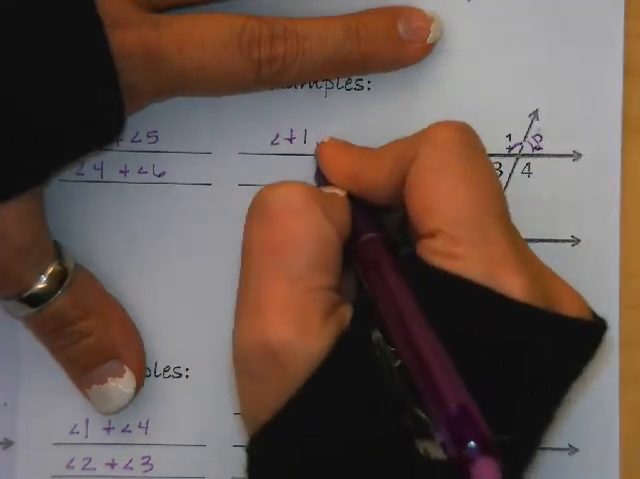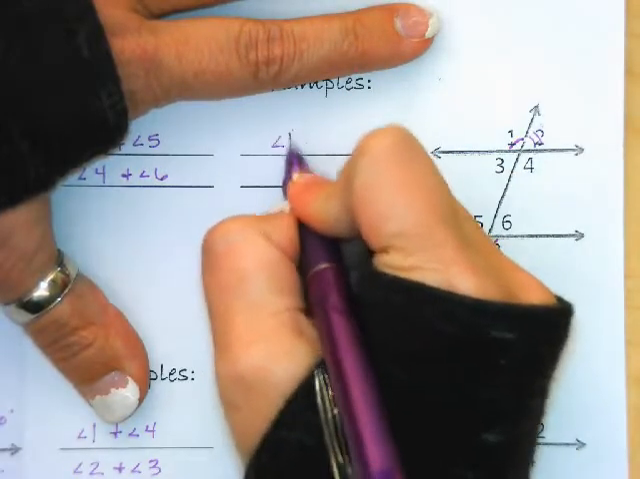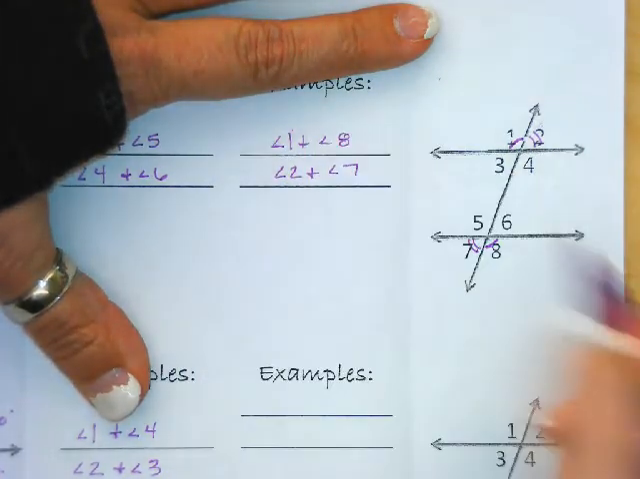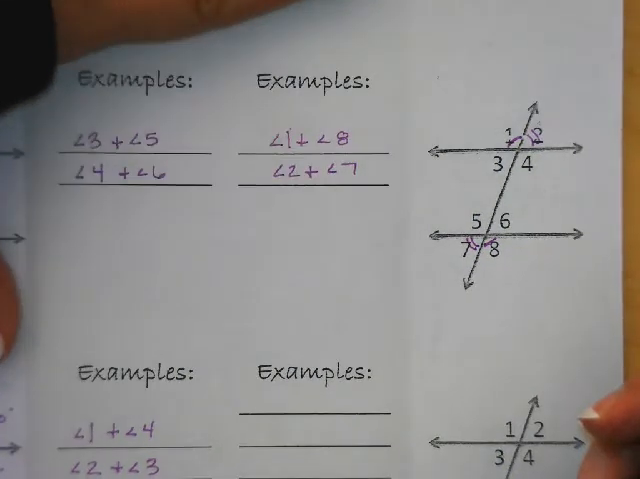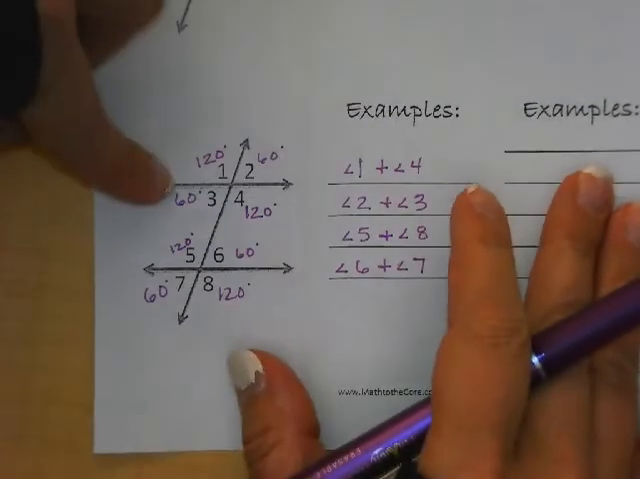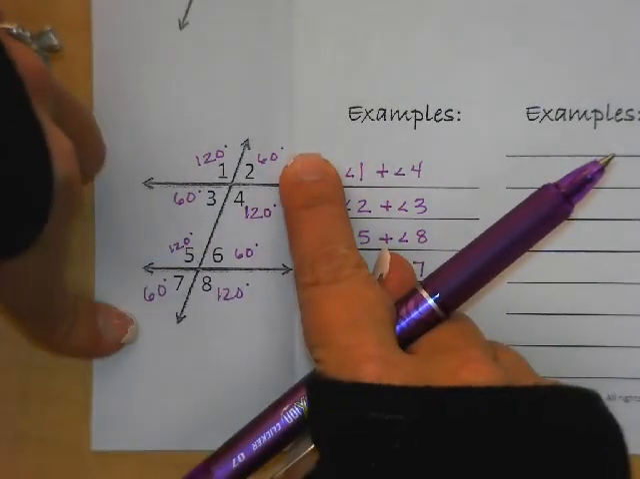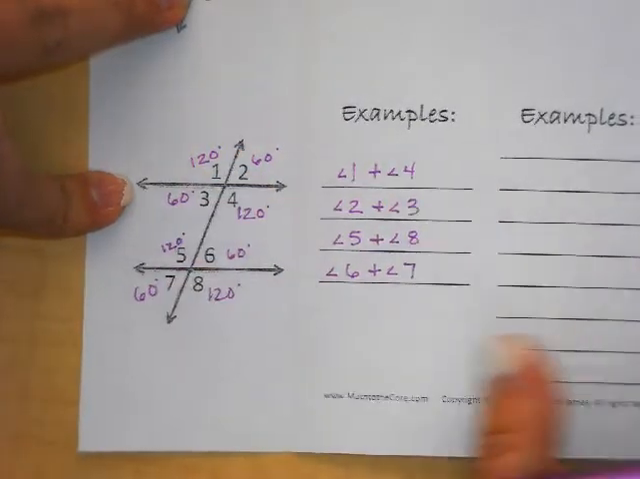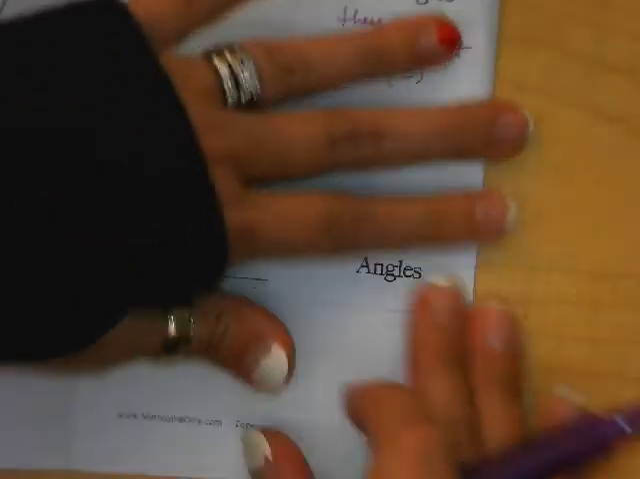1 and 8, and 2 and 7. And again, if you go back to where we wrote our vertical angles with our numbers, you will see 1 and 8 are equal, 2 and 7 are equal. And keep in mind that does make a linear pair. So 180. All right, which is actually our next one.